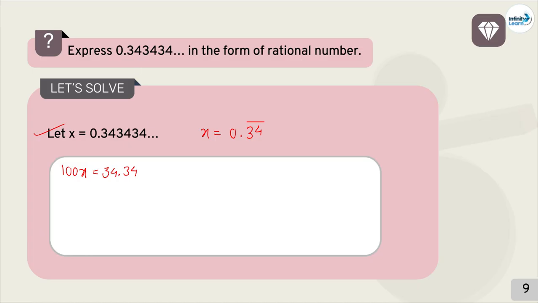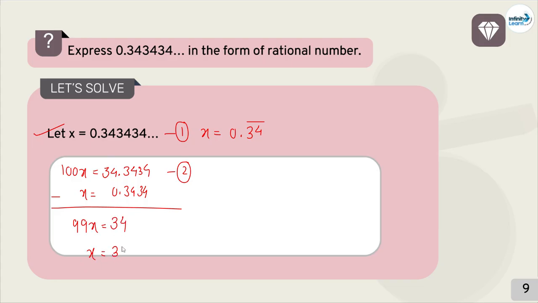यहाँ पे कितने digit repeat हो रहे हैं? 2. So we are multiplying with 100. So this is our equation number 1. This is our equation number 2. Subtract equation 2 minus equation number 1. On subtraction, 100x minus x, 99x is equal to 34. The value of x is 34 upon 99.